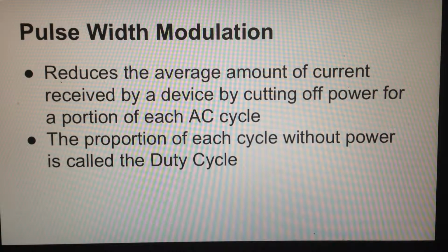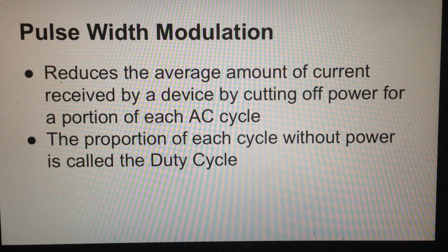We chose pulse width modulation as our method of reducing the total energy received by the hot plate. It works by cutting off the power to the hot plate for a percentage of each alternating current cycle. And that percentage is called the duty cycle. Duty cycle of 0 implies that the power is completely off for the entire cycle. 0.5 is 50-50, half on, half off, and 1 is always on.